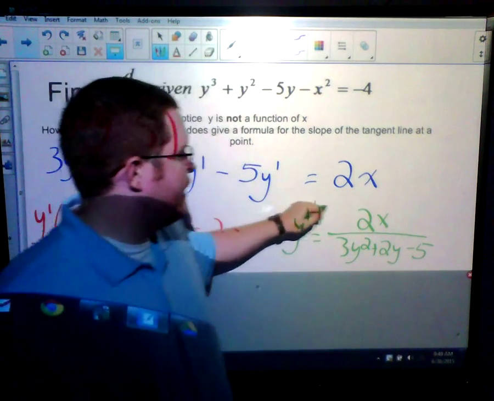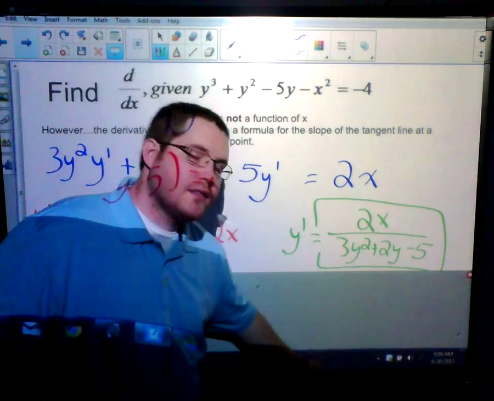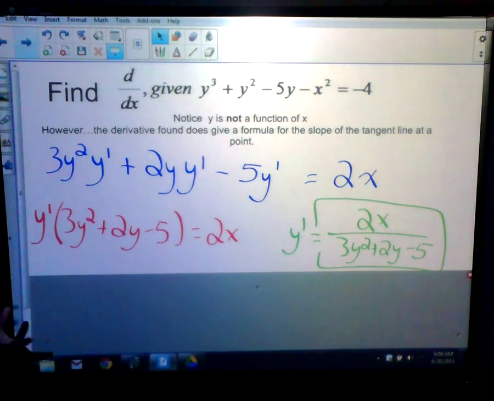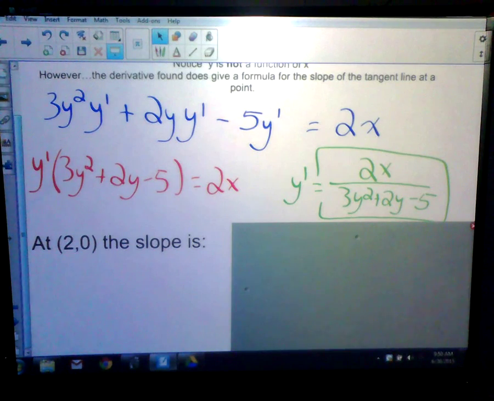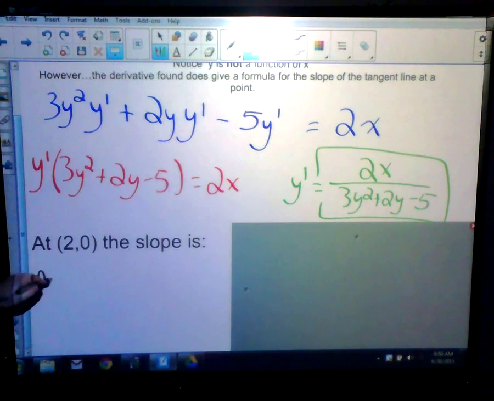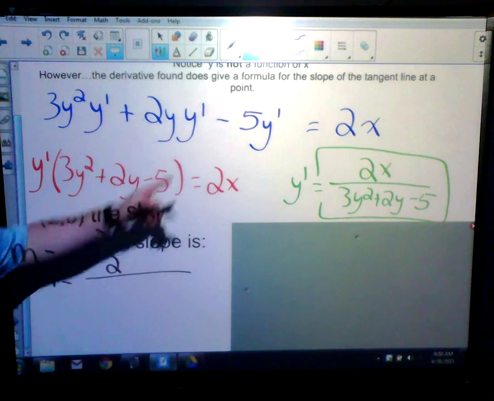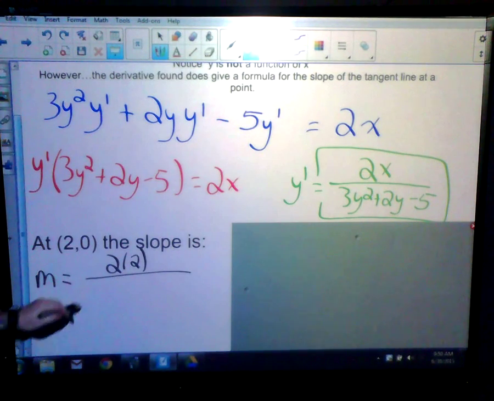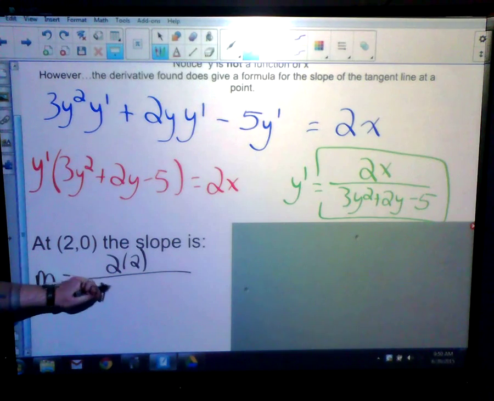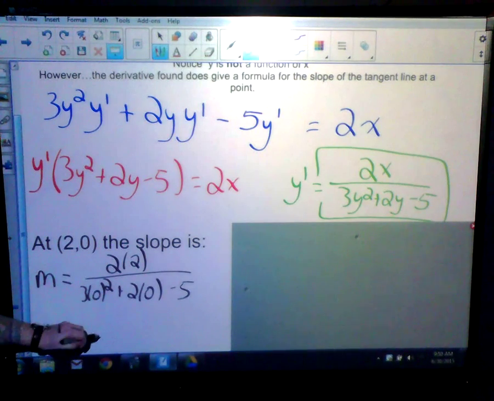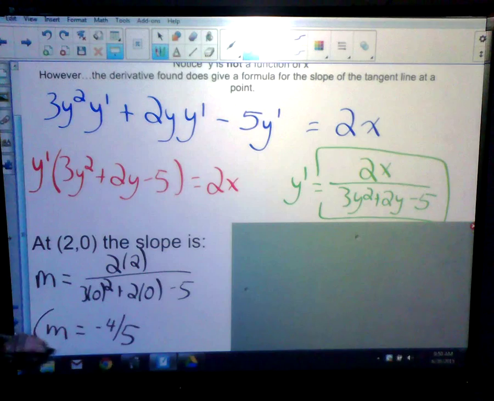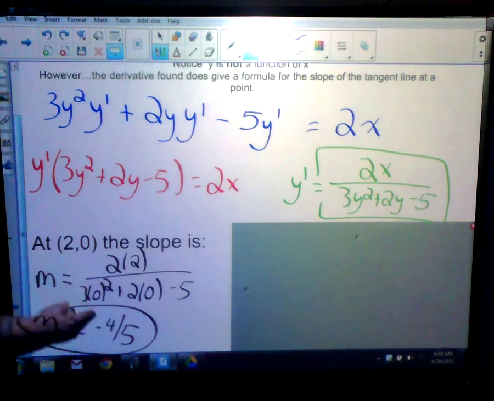And that's an implicit differentiation problem with the x's and y's all mixed together. Now let's stop a minute and think about what we just did. We took a derivative, but what does a derivative do? Derivatives tell us slope. So at the point (2, 0), what's the slope? Well, 2 times x is 2 over 3 times 0 squared plus 2 times 0 minus 5. What's the slope? It appears to be negative 4/5. So I could do a tangent line because I have a point and a slope.